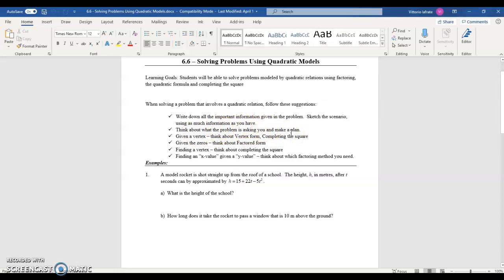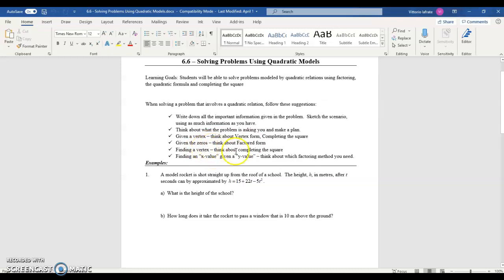So if the problem is asking you for a maximum or a minimum, do you want to find the zeros or the vertex? What are you doing there? If you know what the problem is asking, then you can make a plan in terms of what you're looking for. If you're given a vertex, think about maybe using the vertex form, maybe using completing the square. If you're given the zeros, maybe think about using the factored form, and then going from one form to another once you have your factored form or your vertex form.